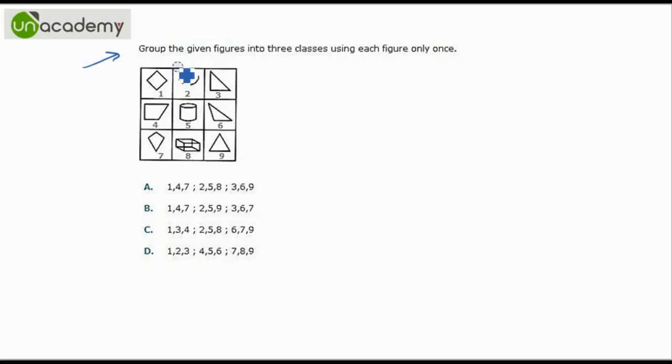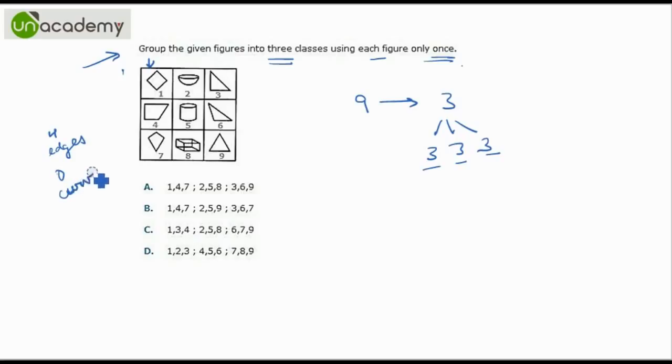We have a problem statement like this: group the given figures into three classes using each figure only once. So out of these 9 figures we have to make 3 groups of 3 figures each, and they should be related in some manner. So let us see what all groups can we make. When we observe the first column, we see that all of the 3 figures have 4 edges and no curves. So this can be a group possibly G1.